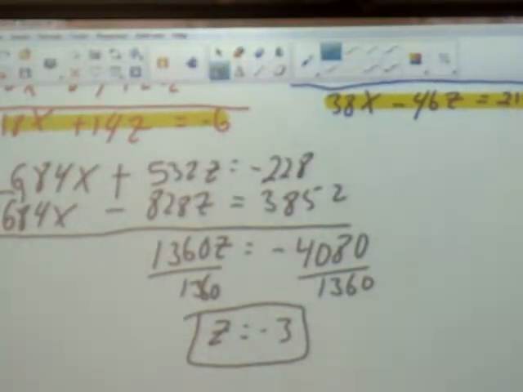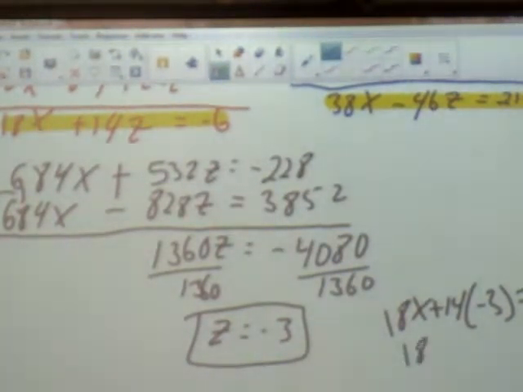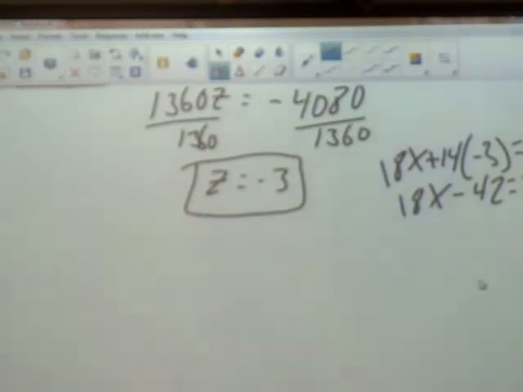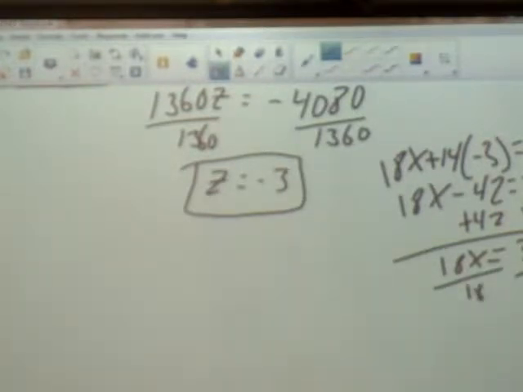So I've got 18x plus 14 times negative 3 equals negative 6. Then 14 times negative 3 gets us negative 42. Now you have your two-step middle school equation to solve. What will we do first? Plus 42. Good job. So 18x is 36. Divided by 18, you got an x there. You got 2. Good job.